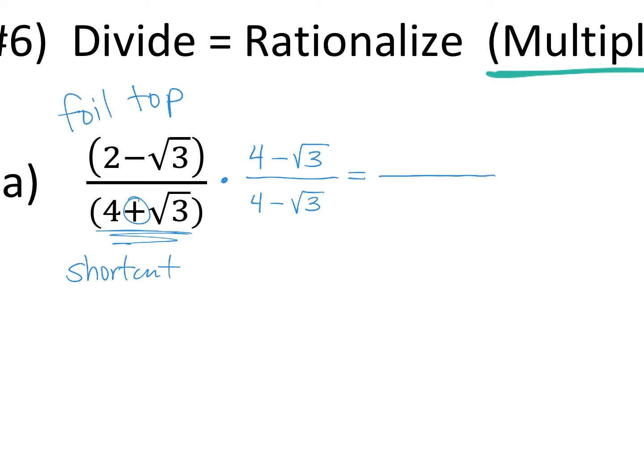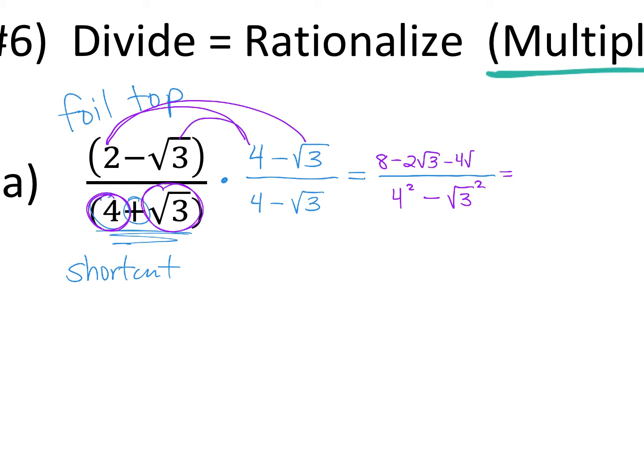I'm going to start with the bottom. So if we do our shortcut, it's your a value, which is that 4 squared, minus your b value, the square root of 3 squared. Okay, and I'll simplify that in just a minute. On top, you have to FOIL. So on top, it's going to be 2 times 4 is 8, minus 2 rad 3, minus 4 rad 3, and then a negative rad 3 times a negative rad 3 is a positive rad 9, which if you want, you can just call that 3 right off the bat.